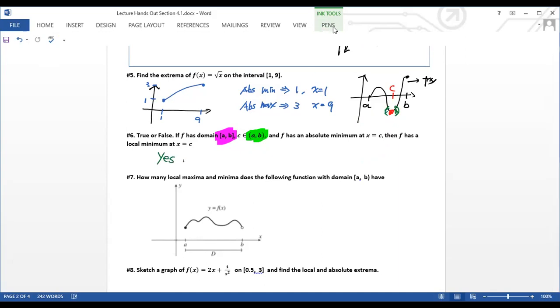So how about if you ask me, for these functions here, for example, the absolute max is at what?